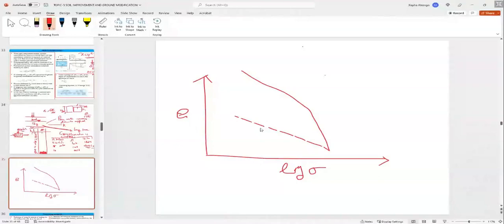Now the thing is, how do you determine the initial void ratio of that soil before the loading was performed? Let me get somebody's idea. How do you determine it?